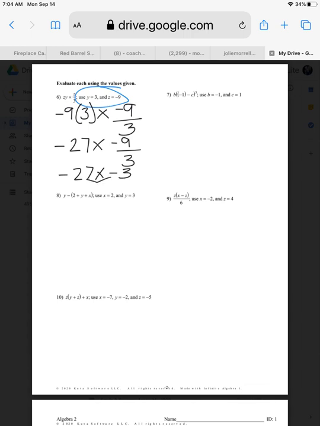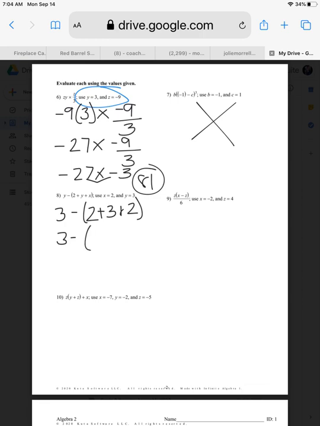When you multiply these two numbers, you get 81, but it's positive, okay? I told you not to worry about 7. On to 8, we plug in. 3 minus 2 plus 3 plus 2, okay? Parentheses first. 3 minus 2 plus 3 plus 2 is 7. Okay, 3 minus 7 is negative 4.